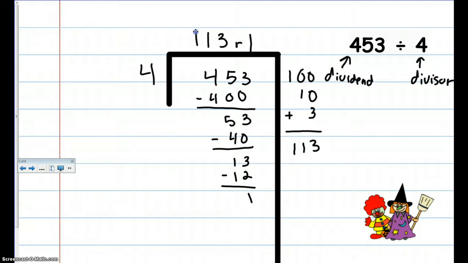And if you really wanted to check, 113 times 4 is going to give me 452 plus my remainder over here of 1 gives me 453. So I know I'm correct. Let's go through those steps one more time.